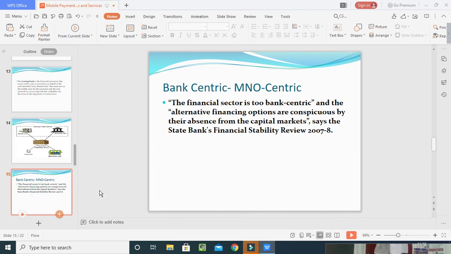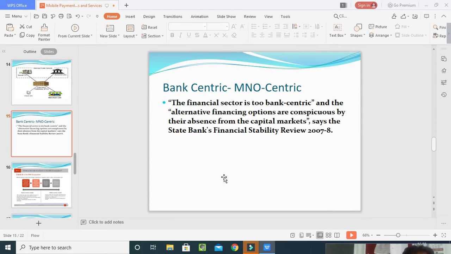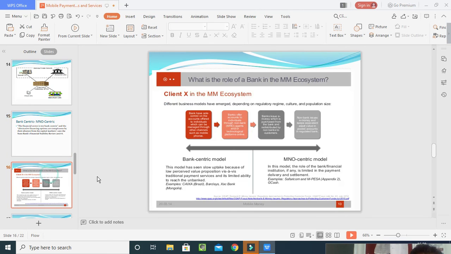Now, bank centric versus MNO centric. See first here, what is happening? You should understand the financial sector. Bank centric means the financial sector is also known as bank centric, and the alternative financial options are conspicuous by their absence from the capital market, says the State Bank's financial stability. Now, if you see here in the picture, this is a bank-centric model. This model has seen slow uptake because of low perceived value proposition vis-a-vis traditional payment services, and its limited ability to reach the unbanked.